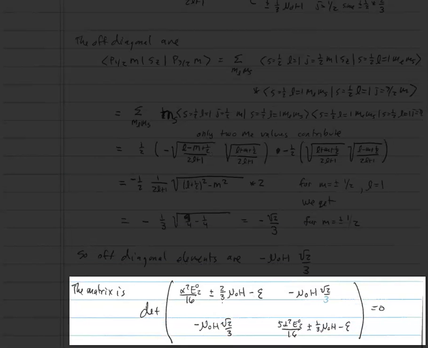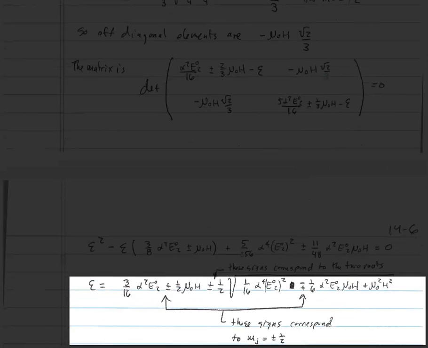Okay? That then allows us to plug in and get our 2 by 2 matrix. And again, we have the diagonal terms coming from the fine structure, alpha squared E0 2 over 16 plus or minus 2/3 mu 0 H. I'm going to subtract an epsilon because I want to get the eigenvalues. Off diagonal terms are minus mu 0 H root 2 over 3. And then the lower diagonal term is 5 alpha squared E0 2 over 16 plus or minus 1/3 mu 0 H minus epsilon. So now I have to calculate that determinant.